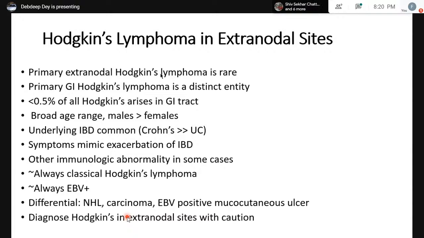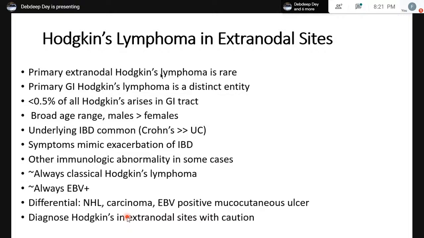Hodgkin lymphoma in extranodal sites is very rare. You should be very cautious in diagnosing a Hodgkin lymphoma in an extranodal site. Although primary GI Hodgkin's lymphoma is a distinct entity, it presents in a broad age range with males more than females. Symptoms mimic exacerbation of IBD, and it is always a classical Hodgkin lymphoma, always EBV positive, and the differential diagnosis is broad again: one is non-Hodgkin lymphoma, one is carcinoma, and one is EBV positive mucocutaneous ulcer.